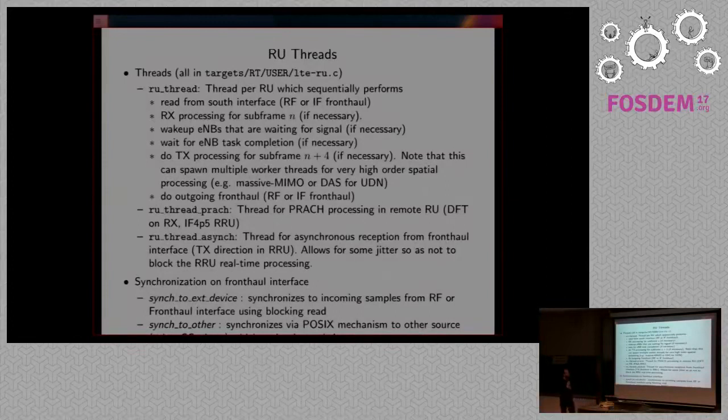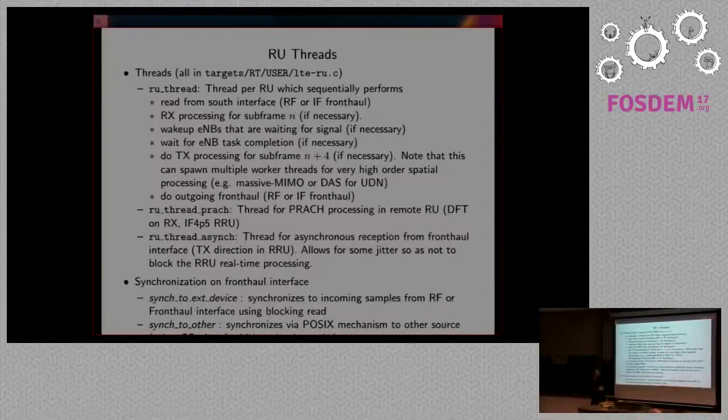So basically every processing thread does the following thing. It reads from what's below, the south, whether it's a networked interface or an RF interface. It does the processing for subframe n. It wakes up all of the base station processes that are waiting for it. It waits for them to finish their completion. Then they have all of their information necessary to generate the signal at time n plus 4. And then we send it out at n plus 4. So this is quite simple. That's the way it works.